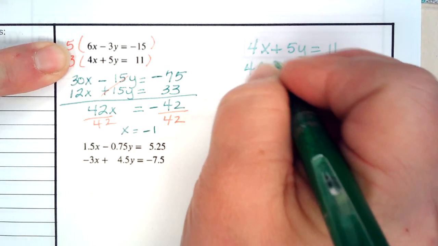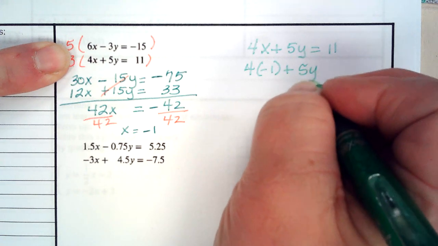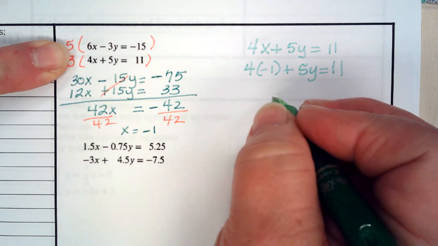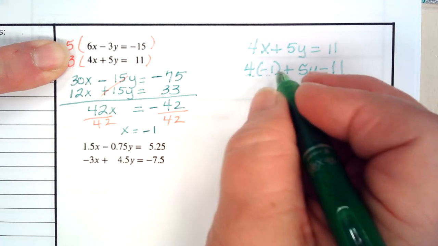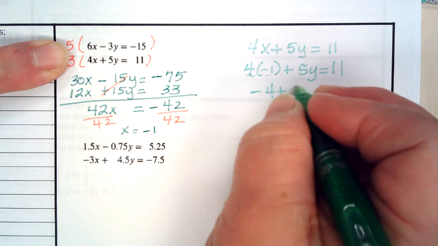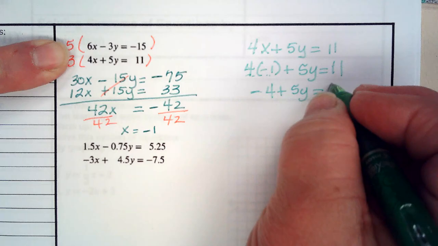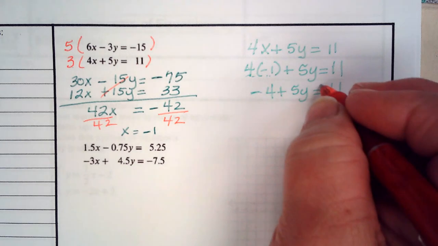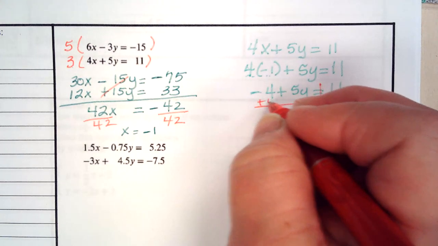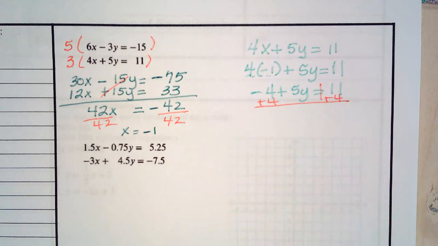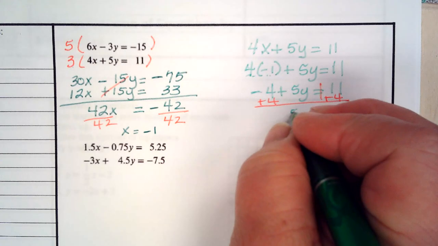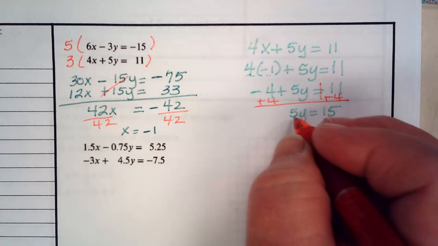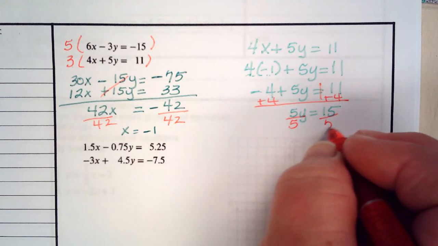4 times negative 1 plus 5y is equal to 11. Simplify. 4 times negative 1 is negative 4, plus 5y is equal to 11. I can solve now for y. I'll add 4 to both sides. 5y is equal to 15. Divide by 5. And y is equal to 3.